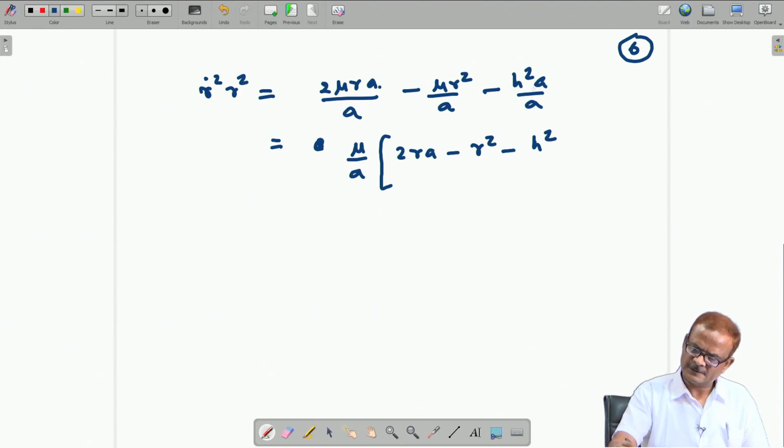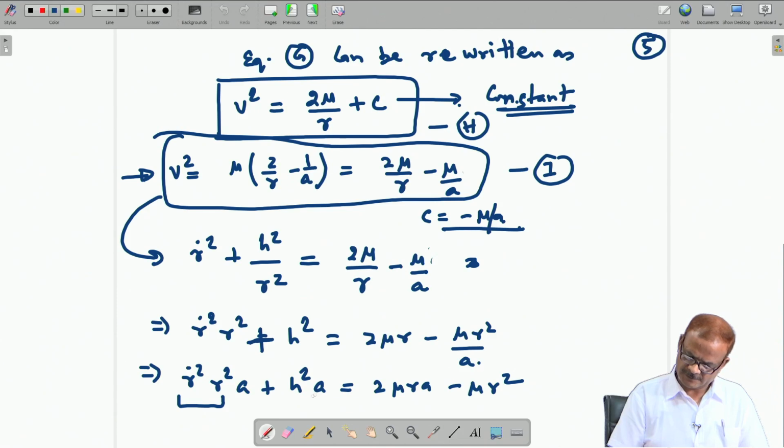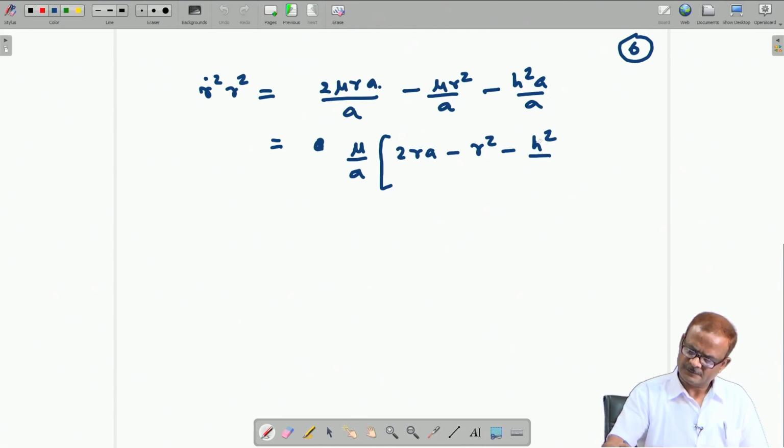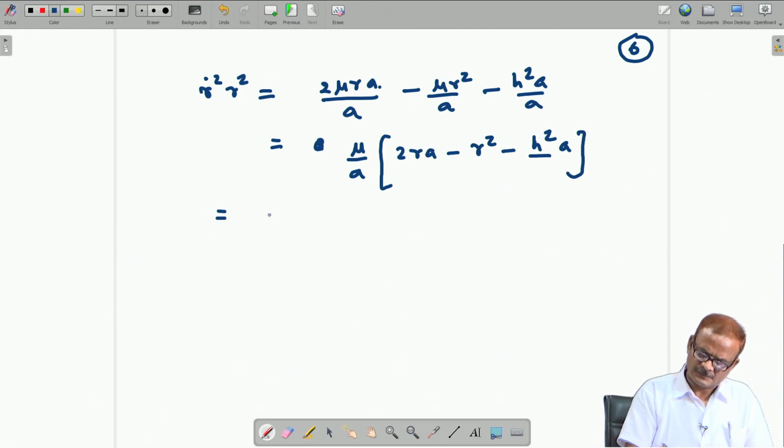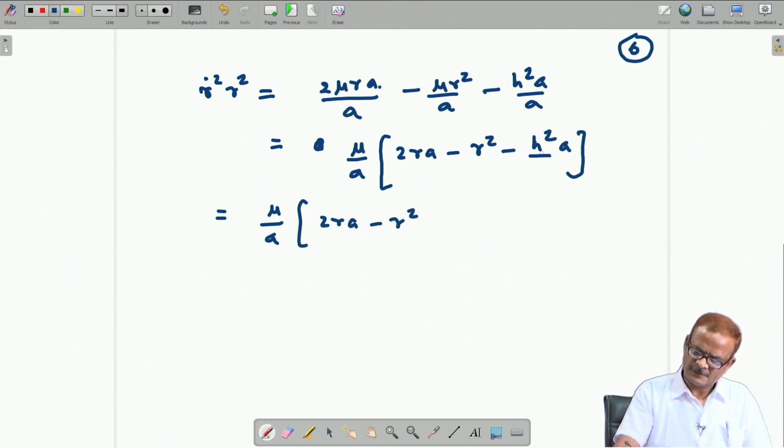So, h square a cancels out. Okay, so, h square a is there on the previous side. So, this a cancels out and we get here, but we are taking a here. So, we will keep a here in this place. So, let us work like this: 2 r a minus r square and h square.